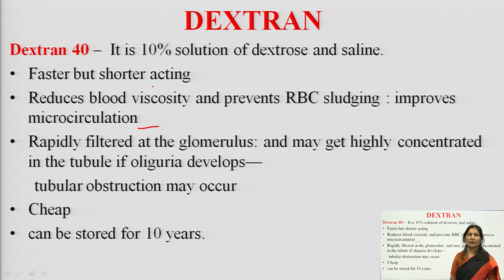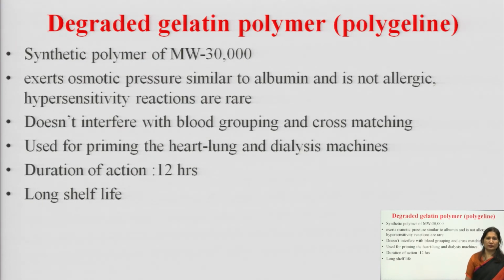It is rapidly filtered at the glomerulus and may get highly concentrated in the tubule if oliguria develops. Oliguria is decreased urination. So, this may lead to tubular obstruction, but these are cheap and can be stored for 10 years.